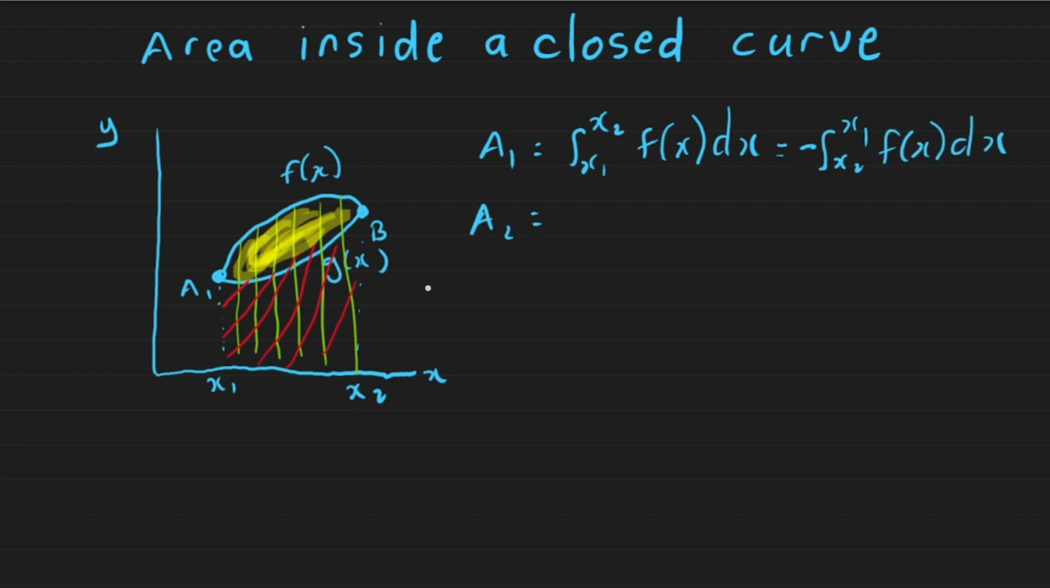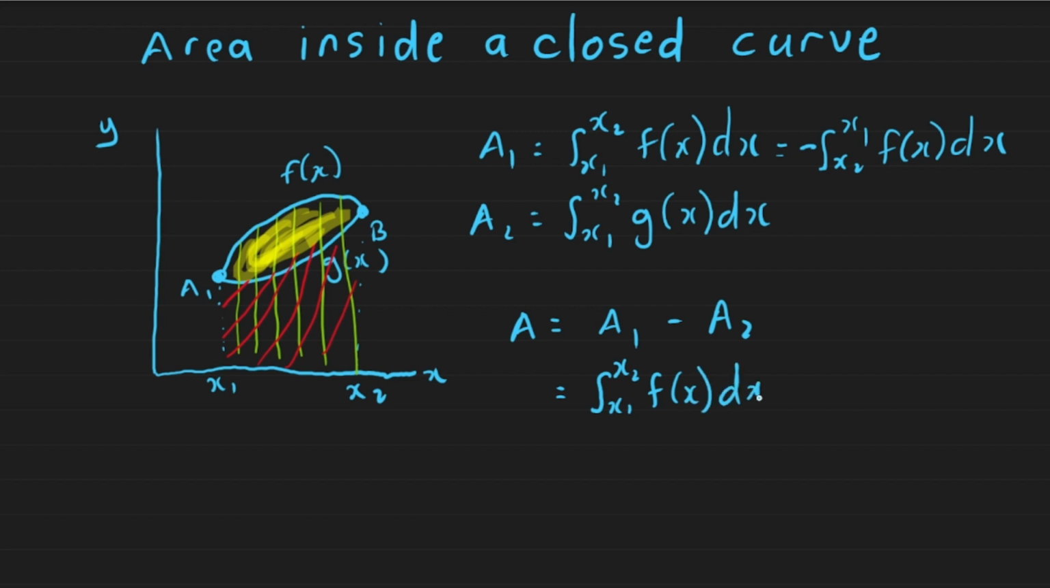Now A2 is the area underneath the bottom curve. So that is also from x1 to x2, and that's of g of x. So the area inside the closed curve is equal to A1 minus A2, as we have just seen. And if we write this in terms of the integration, it would be the integral from x1 to x2 of f of x dx minus the integral from x1 to x2 of g of x dx.